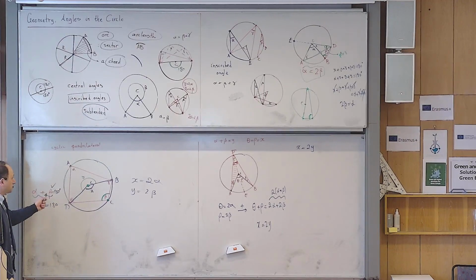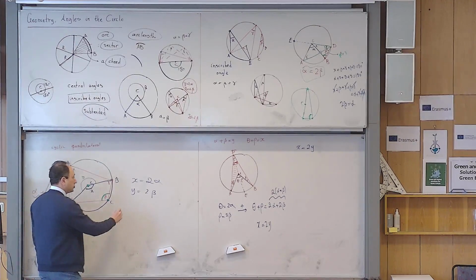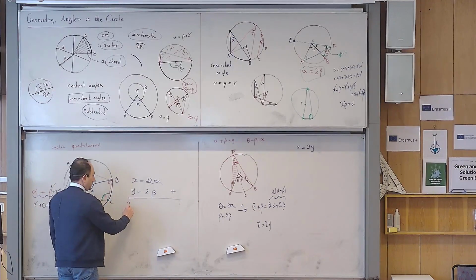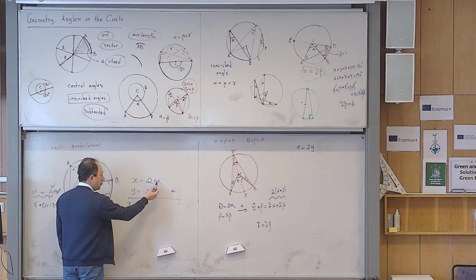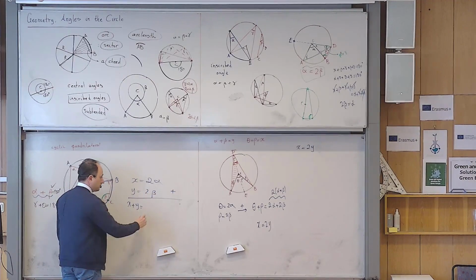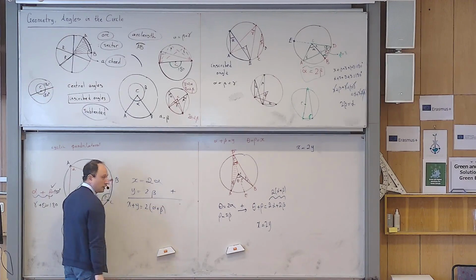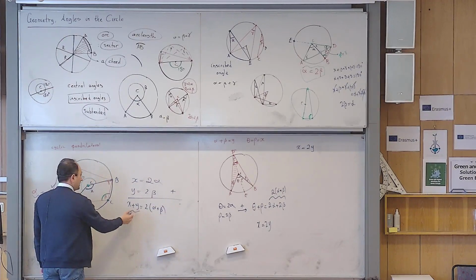I want to know something about alpha plus beta, so it motivates me to add them up. X plus Y becomes equal to 2 alpha plus 2 beta. I can factor a 2 out, and it becomes 2 times alpha plus beta. Agree or not? Yes. Do I know something about X?